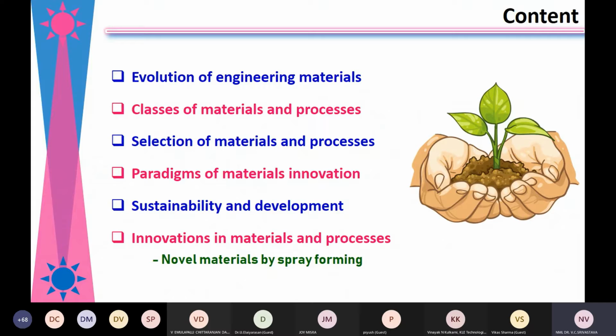and how these materials and processes are going to affect the sustainability of the environment during the developmental process. And also, I will talk a little bit about innovations in materials and processes, though there are a lot of things we do, like steels, foams, additive manufacturing, thermomechanical processing. But in this session, I would like to concentrate basically on spray forming. I will introduce this spray forming process as well as the new materials which can be developed by spray forming. Am I audible?